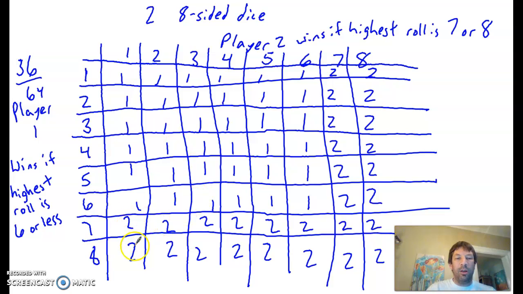And then the other 8, 16, plus 6 is 22, plus 6 is 28. 28 out of 64, player 2 wins. Okay? So in this case, it would be better off being player 1, because you win 36 out of the 64 times. Player 2 wins 28 out of the 64 times. Okay? So this is a way that you can set up a problem like this.